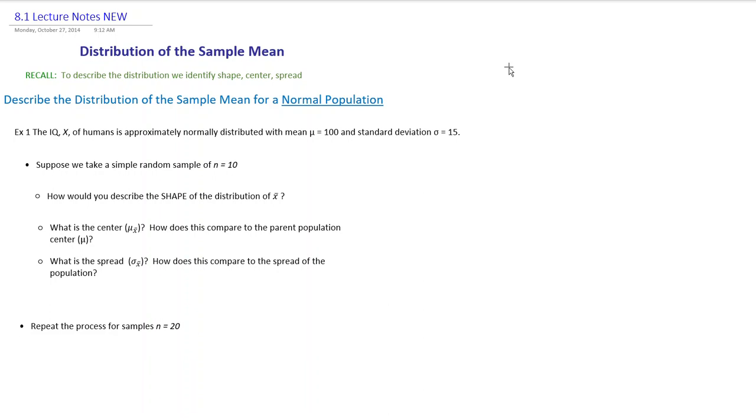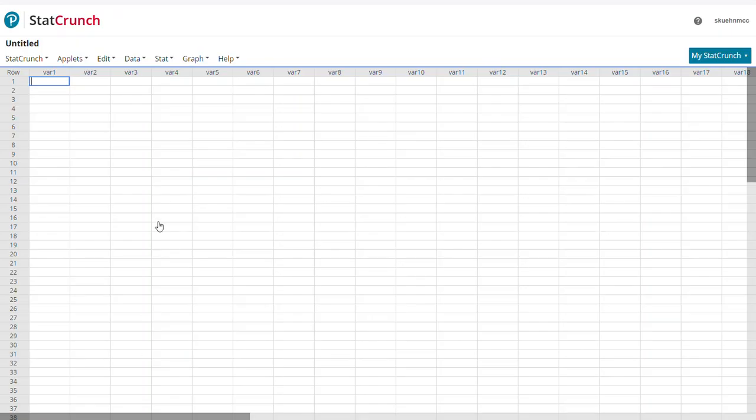So let's suppose that the IQ, some variable of a human, is approximately normally distributed with a population mean of 100 and a standard deviation of 15. So IQ scores in general are normally distributed with this mean and standard deviation. Suppose that we want to take a sample of size 10 from this population's distribution. We're going to do a simulation in StatCrunch to examine this question.